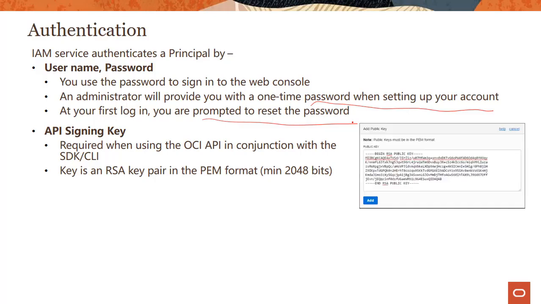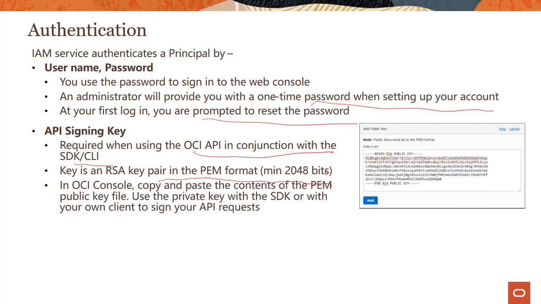The second mechanism of authentication is using something called an API signing key. And you use this when you are using the OCI API, Oracle Cloud Infrastructure API, in conjunction with the SDK or the CLI. So when you're running the command line interface and you're running some commands, you are basically using the API signing keys to authenticate who you are, as in from where you are running the CLI. And as you can see here, the key is an RSA key pair in the PEM format, and you have some restrictions on the length, etc.